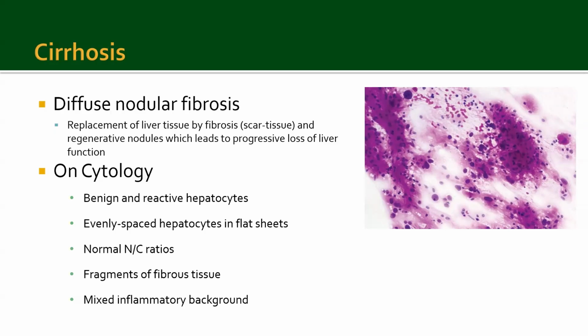On cytology, you would mostly see benign and reactive hepatocytes. These hepatocytes should be evenly spaced in flat sheets. The N/C ratio should be normal, and then in the background, you would see a mix of fibrous tissue as well as a mixed inflammatory background of both acute and chronic inflammation, lymphocytes and neutrophils. On the right is a Diff-Quik image, and I feel like it highlights everything pretty well. You've got hepatocytes, you can see a little bit of blood, some inflammation, and then chunks of dense fibrous tissue.